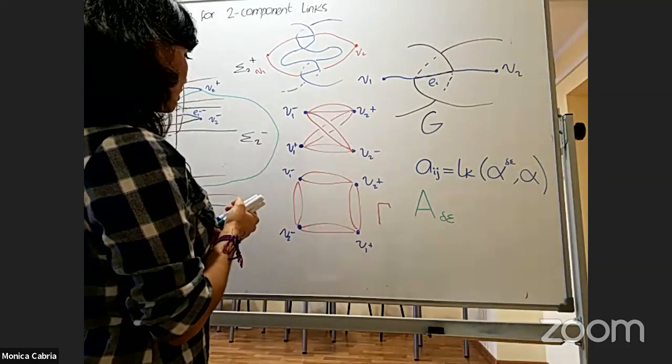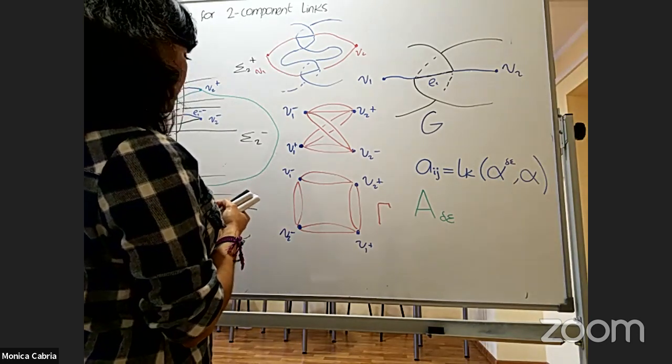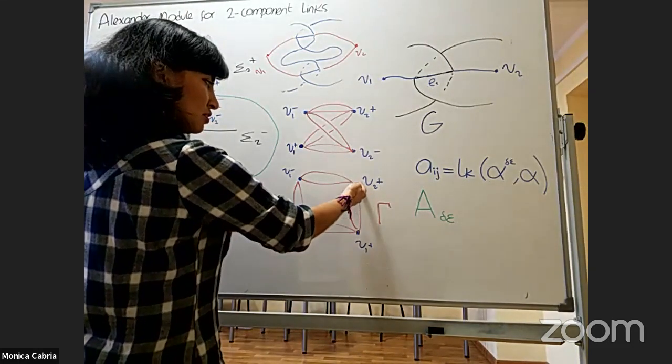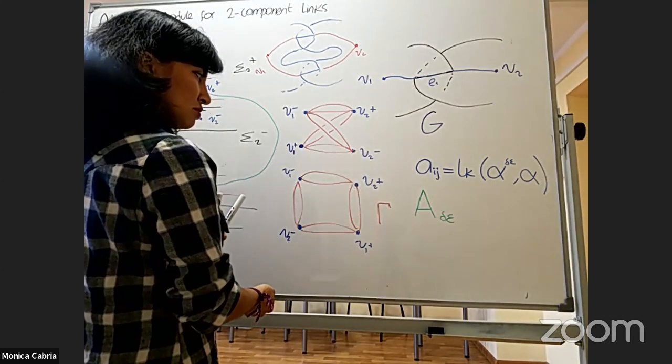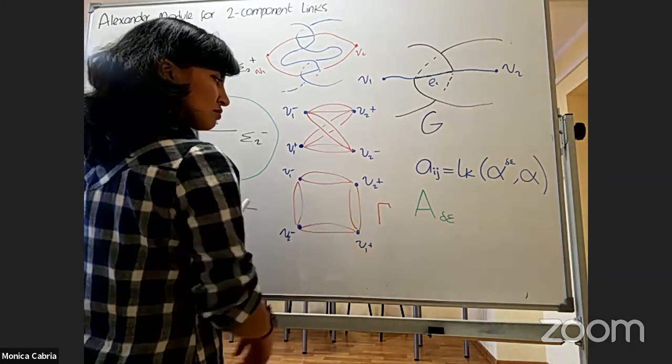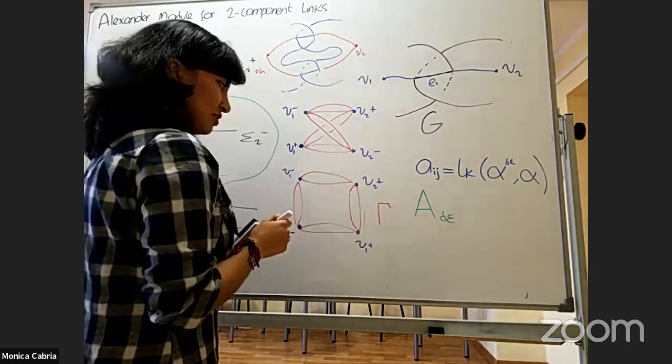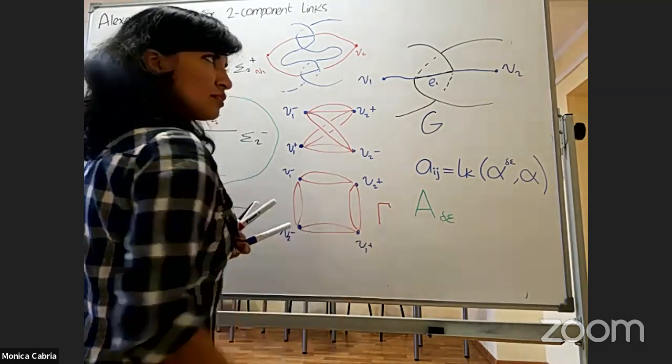Uh-huh. And maybe you can also show that alpha plus plus in the other picture of the graph, gamma. In here? Okay. Yes. So alpha plus plus is V1 plus to V2 plus, on this cycle. Okay, thank you. Now I think everything is clear.